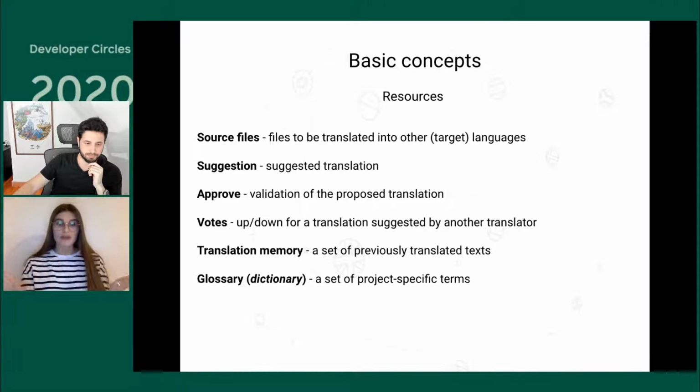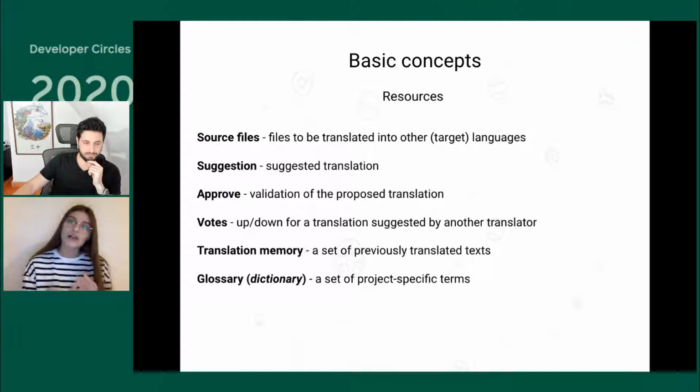Then we have translation memory. Basically, it's a set of previously translated texts. Let's say 10 years ago, I translated a word, and then 10 years after I submit the same source value or a similar source value, Crowdin would remember every single word, every single phrase that was ever translated in a Crowdin project, and then you can reuse these translations all over again. And glossary, basically a dictionary, it's a set of project-specific terms. You might ask, what are the specific terms in localization, right?